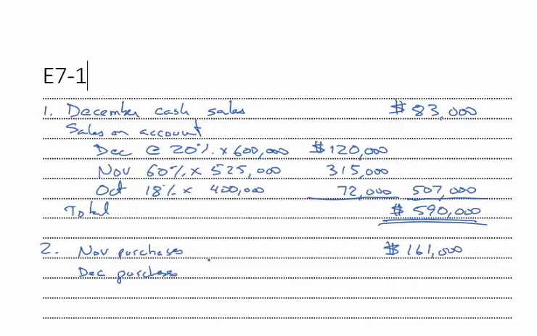And December is 30%. A month's inventory purchases are paid during the month. So December's purchases are 280,000 times 30%, which gives us $84,000. Add all of that up, and you get 245. Now, based on that, we'll use those numbers in requirement number 3, which is to come up with a cash budget for Ashton Company, just for December.